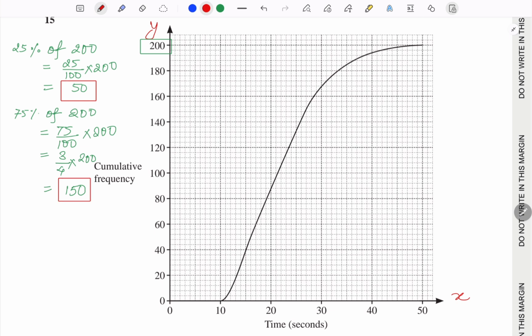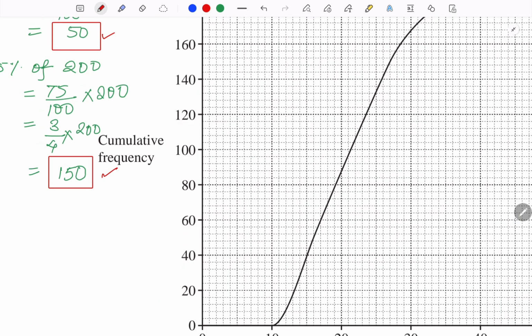We have to understand that since this is the cumulative frequency axis, the y-axis I'm talking about, we have to find these two values on the y-axis. See where we can find this 50 and 150. Okay, now let's try to locate 50 and 150 on the y-axis.